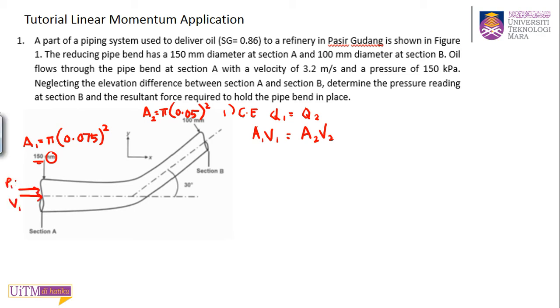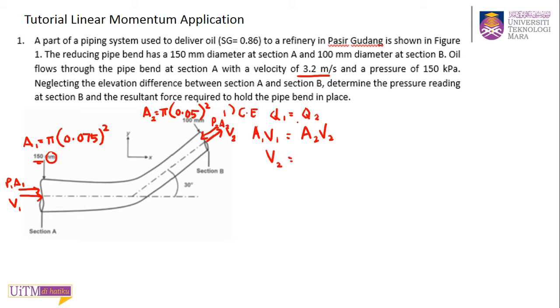This is P1A1, and you have V2 going outside, and P2A2. P2A2 will act this way. So you can find your V2 because you have V1. V1 is given to you as 3.2 here, and the velocity is not constant because the area is not the same. So you need to find your V2.